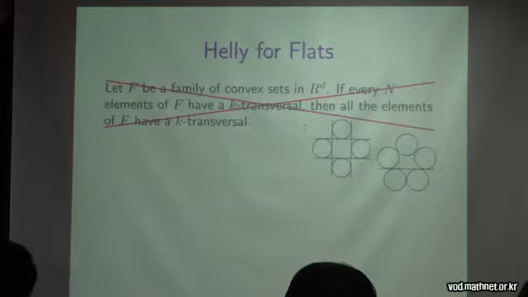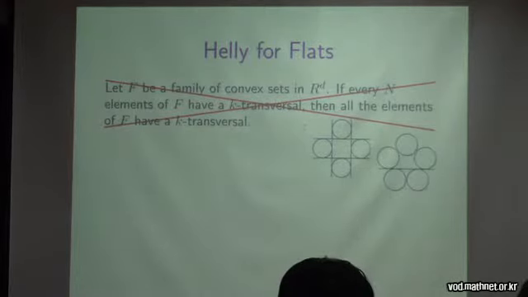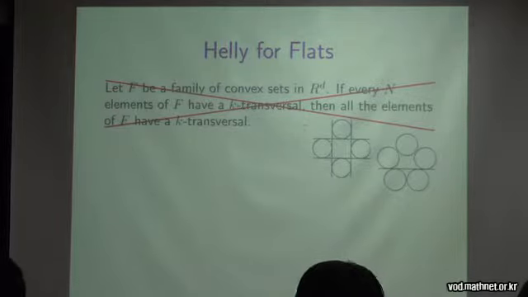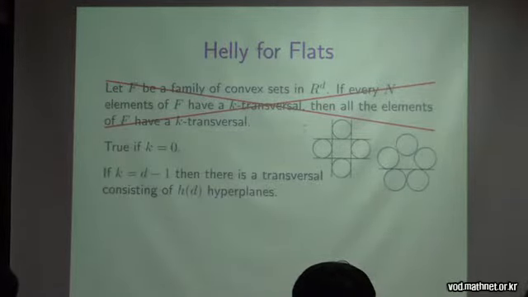And you can try this with n equals 4, and then you find another counterexample, which is this one. Here you have a transversal to any 4 of them, but you don't have a transversal to the whole family. And you can keep on finding examples in the plane. But this is sometimes true, right? This is true when k is 0. So in some special cases this might be true, but in general, no. But there is something that has been done.